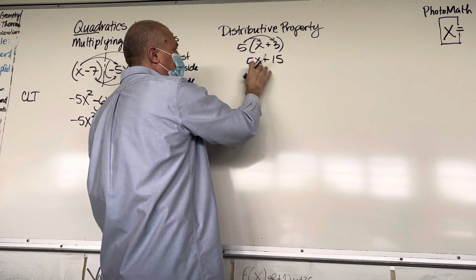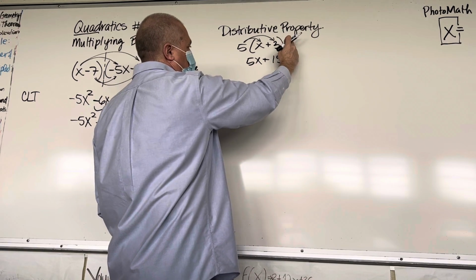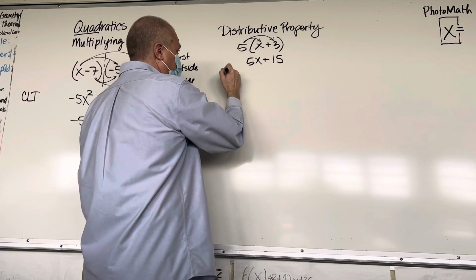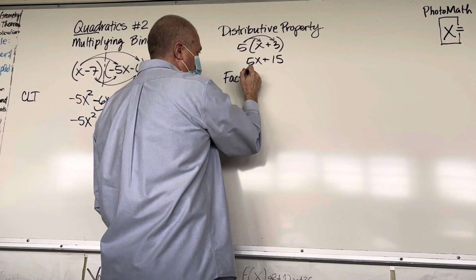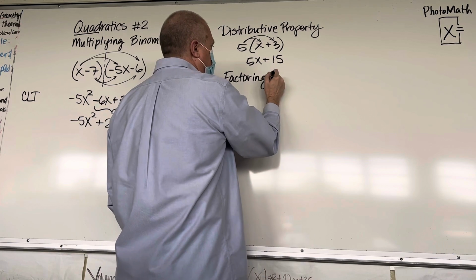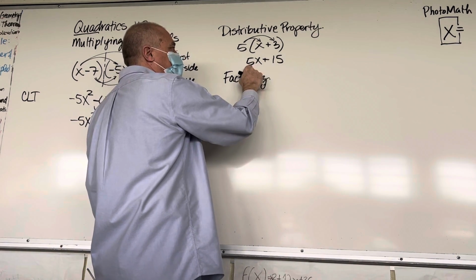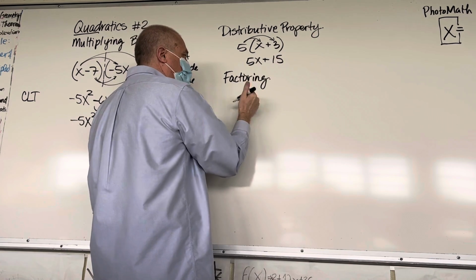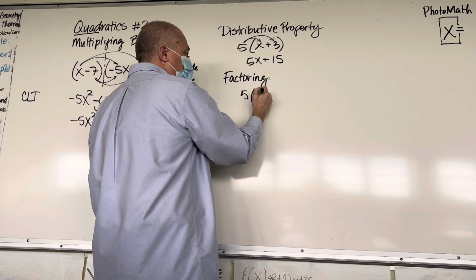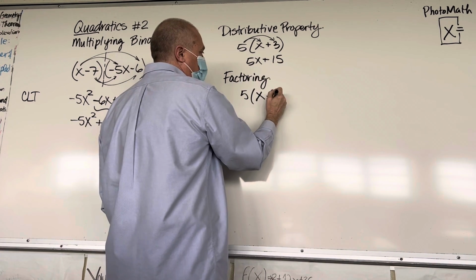This is the expanded or distributive view of this expression. There's a reverse of this called factoring, which is like the division process. Factoring, right? That's where you look at both terms and you go, hey, there's a 5 here and a 5 here. I'm going to pull it out front. 5x divided by 5 leaves me with an x, and 15 divided by 5 leaves me with a plus 3.